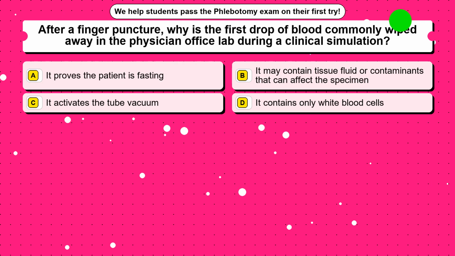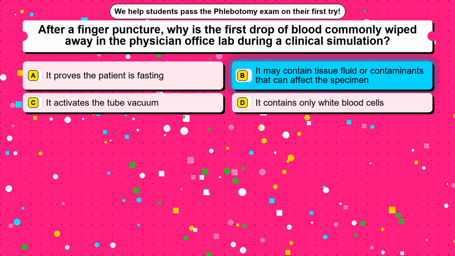Question 86. After a finger puncture, why is the first drop of blood commonly wiped away in the physician office lab during a clinical simulation? Option A. It proves the patient is fasting. Option B. It may contain tissue fluid or contaminants that can affect the specimen. Option C. It activates the tube vacuum. Option D. It contains only white blood cells.